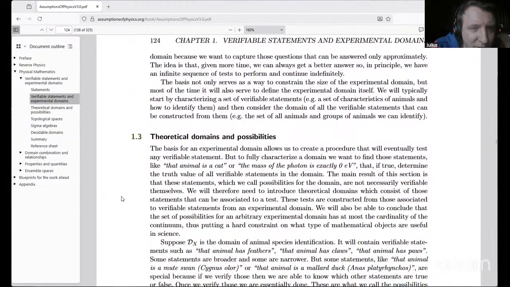The basis not only serves as a way to constrain the size of the experimental domain, but most of the time it will also serve to define the experimental domain itself. We will typically start by characterizing a set of verifiable statements, e.g. a set of characteristics of animals and how to identify them, and then consider the domain of all the verifiable statements that can be constructed from them, e.g. the set of all animals and groups of animals we can identify.